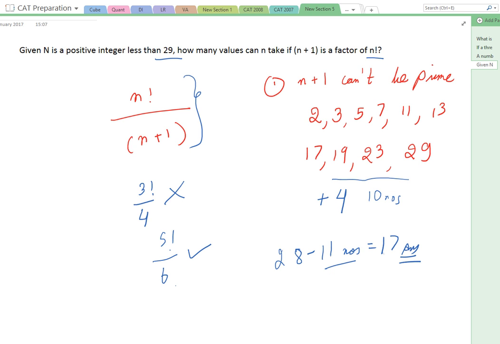It's not an easy question. It requires a bit of counting, but is of the sort which can come in the exam. So you should practice such questions.